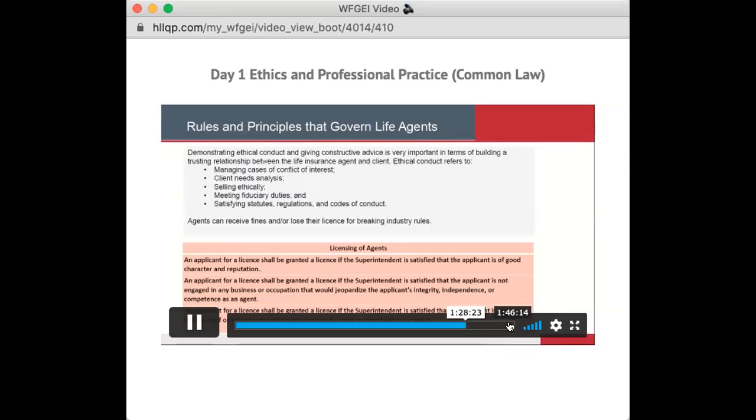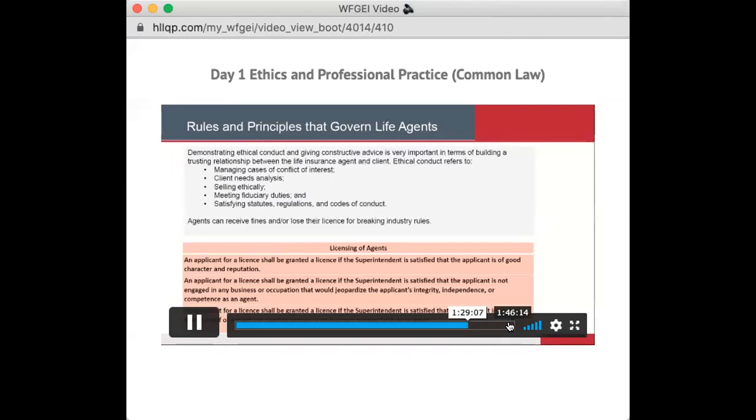So basically, the idea of governing of life agents is for you to demonstrate ethical conduct, giving constructive advice to your clients so you can build a trusting relationship between you and your client. Okay? And so this we're saying is manage conflicts of interest. In other words, don't put yourself in a position where you can find yourself in conflict of interest with your client. Okay, do a needs analysis for your client. How can you make any kind of recommendations if you don't know what the client's needs are? So do a needs analysis. Sell the product ethically. Don't tell them that the product does something that it does not do. Make sure that you very clearly indicate exactly what it does and nothing more.